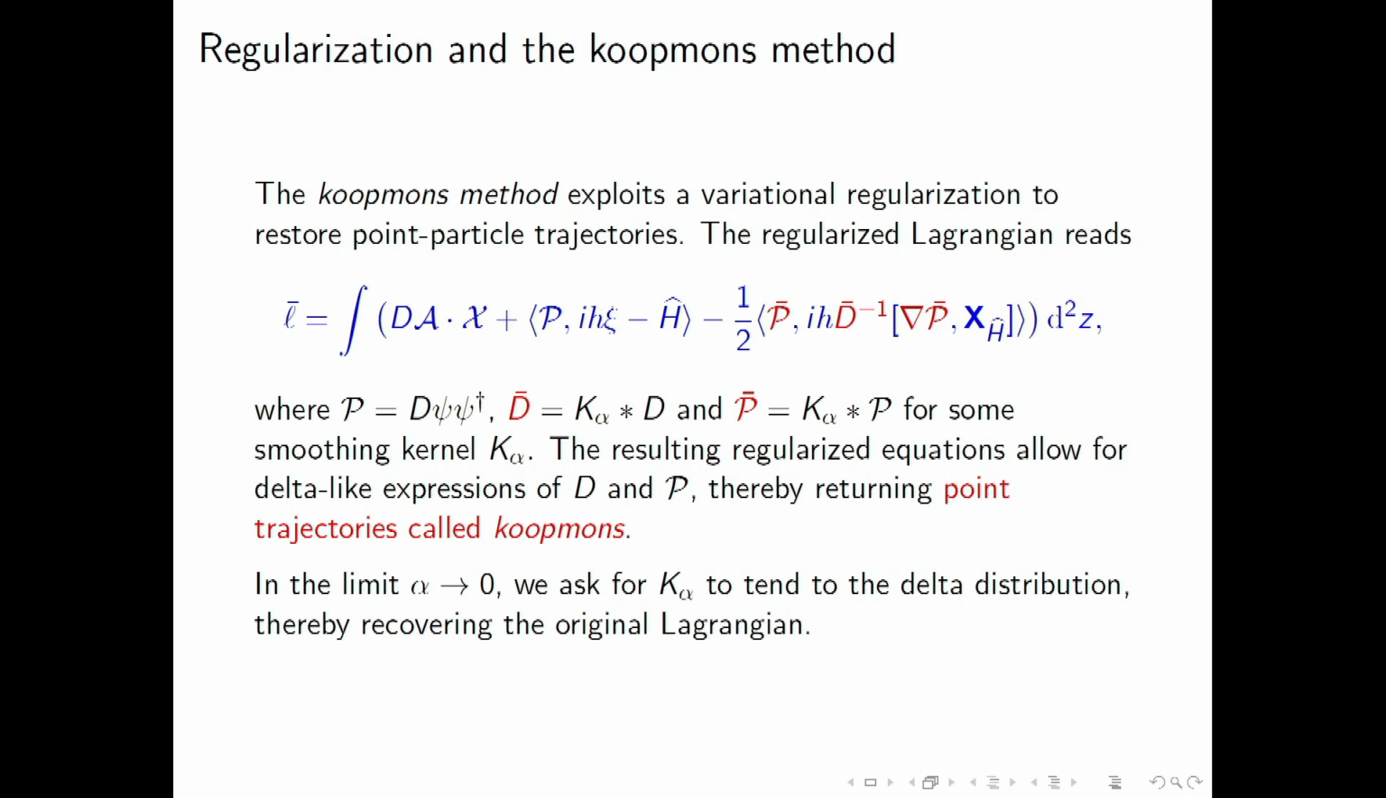And so the question is, what is the connection now between this regularized Lagrangian, the corresponding equation, so to say, and the original model? The regularization kernel comes with a positive length scale. We can think of a Gaussian kernel which has a variance alpha, and in the limit alpha to 0, we ask that kernel to tend to the delta distribution, like a normalized kernel function, and therefore, in that limit alpha to 0, we recover the original Lagrangian, right? So that's the connection.